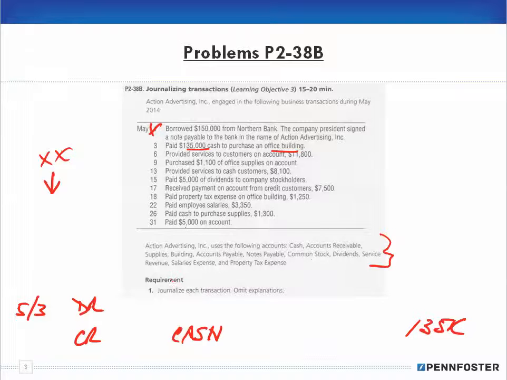So what am I debiting? Well, I'm purchasing an office building. I look at my accounts and I have building. So I will use building and debit that for $135,000. That's my entry. Okay, erasing.